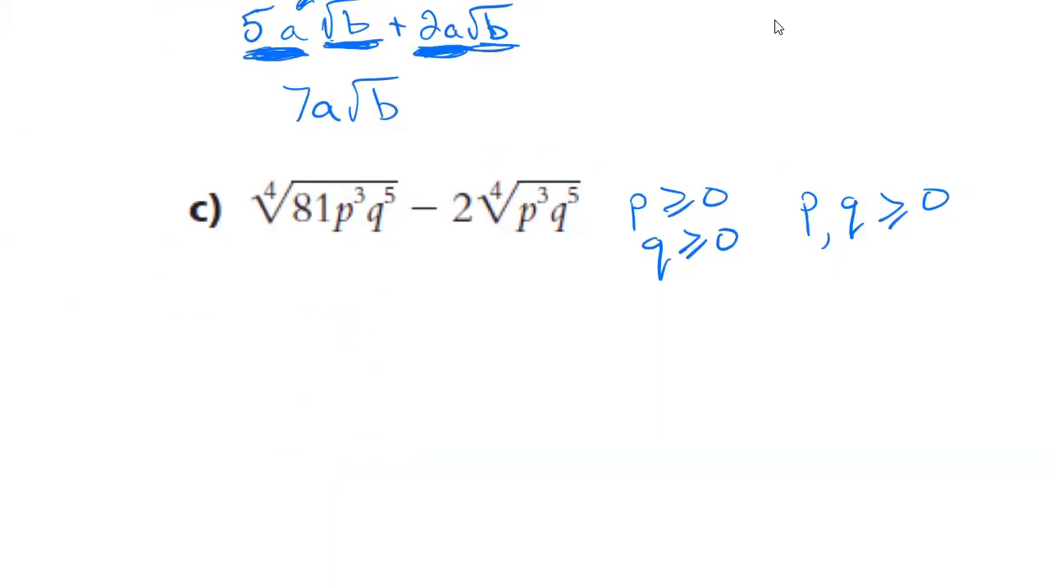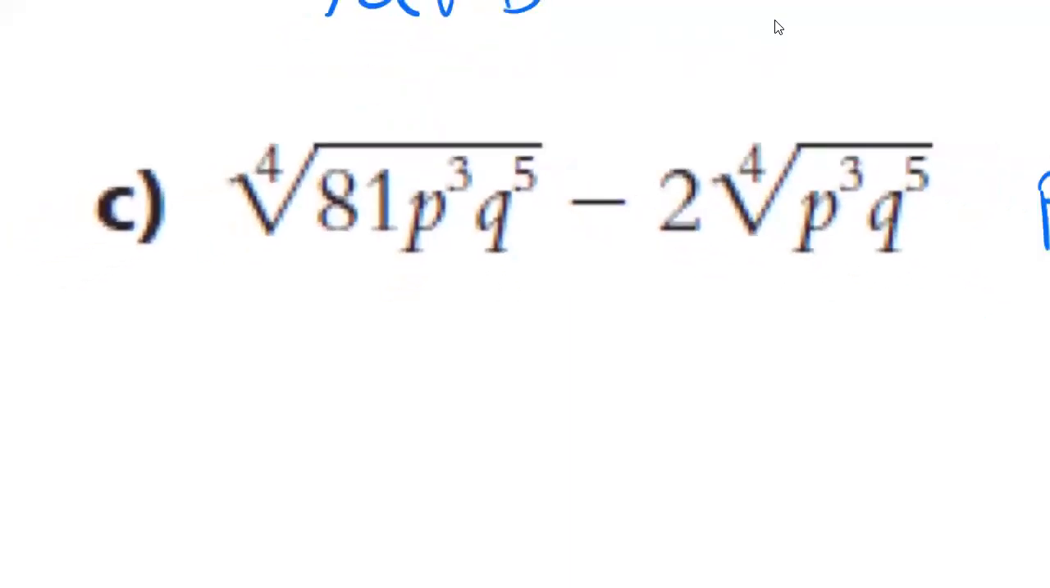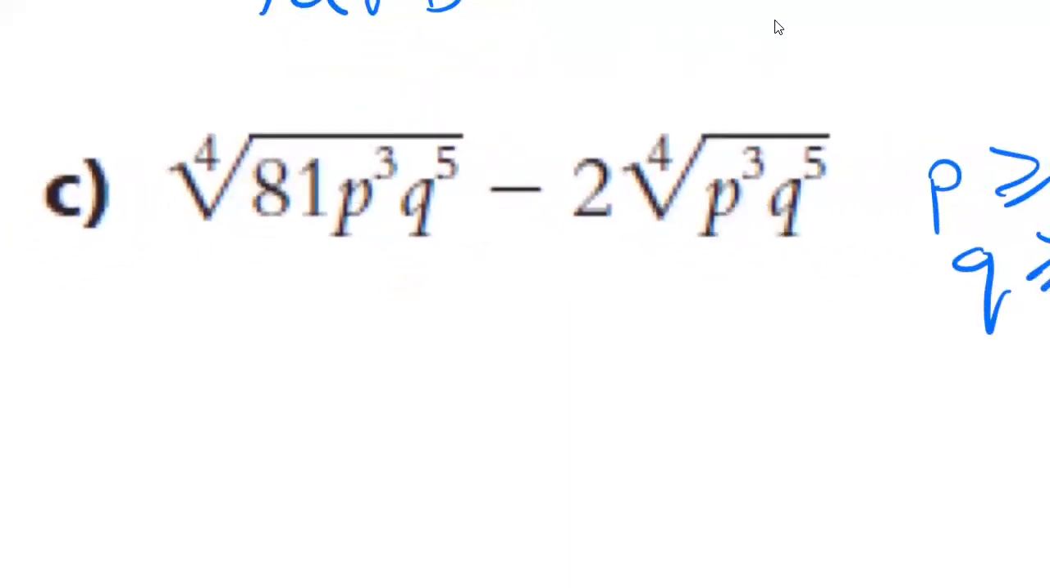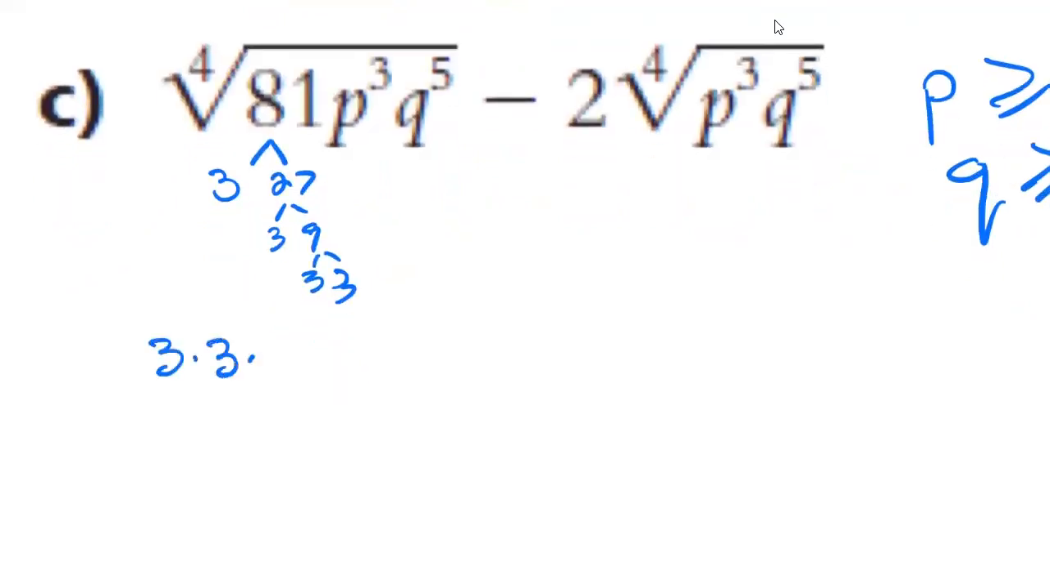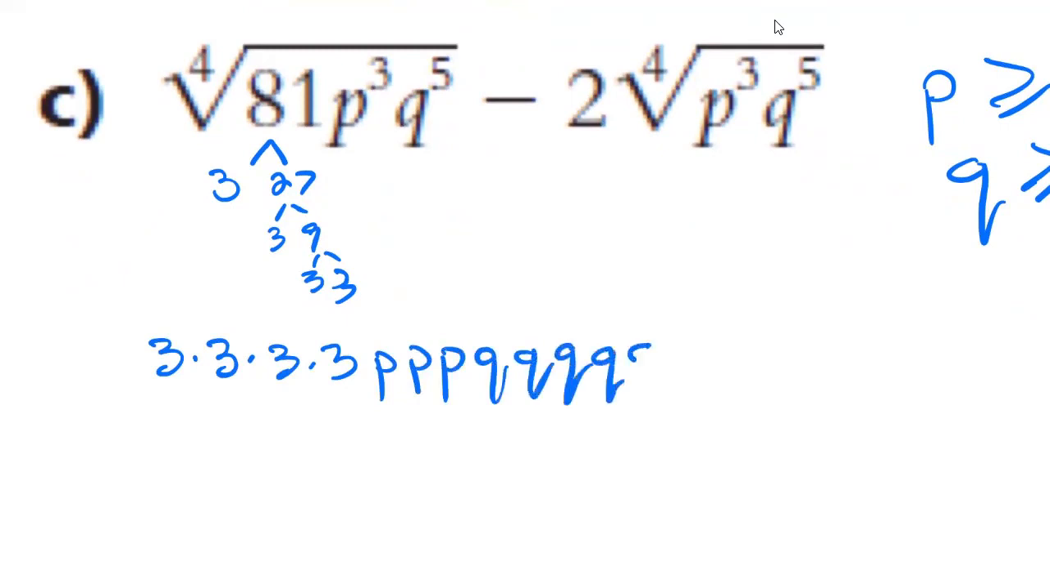Okay, so now we go through simplifying. We're looking for the fourth root. So again, these are going to start to go fairly quickly for you with lots of practice at this. The fourth root of 81 you probably know is 3. But if you don't, I can really quickly prime factorize 81. I know that that's 3 times 27, which is 3 times 9, which is 3 times 3. So I'm going to go 3 times 3 times 3 times 3. And then P, P, P, Q, Q, Q, Q, Q. 3 P's, 5 Q's. And we're doing the fourth root.